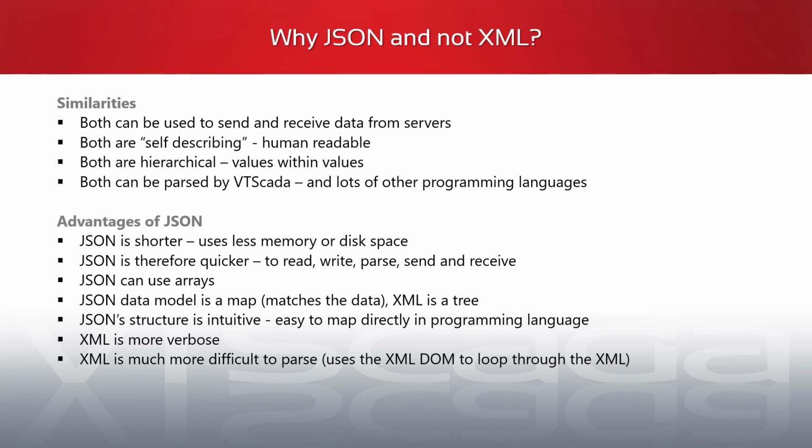And XML is much more difficult to parse. It uses the XML document object model to loop through the XML. So you have a reference and a reference file which you use to parse the actual document file, and that becomes complicated. There are certainly places where XML should be used, but for the majority of the things that we are seeing now, we're tending to find that JSON is the object model of choice.